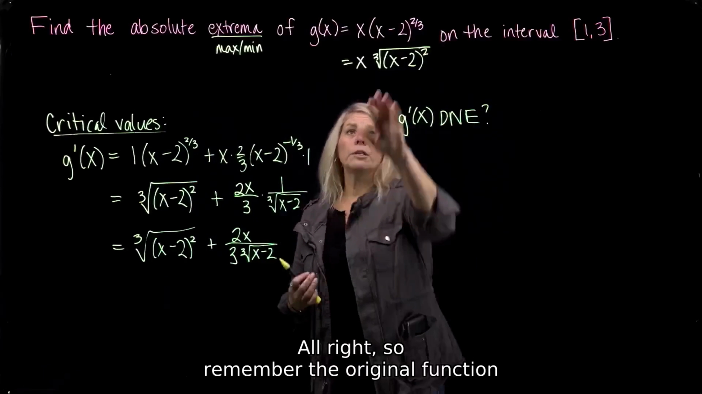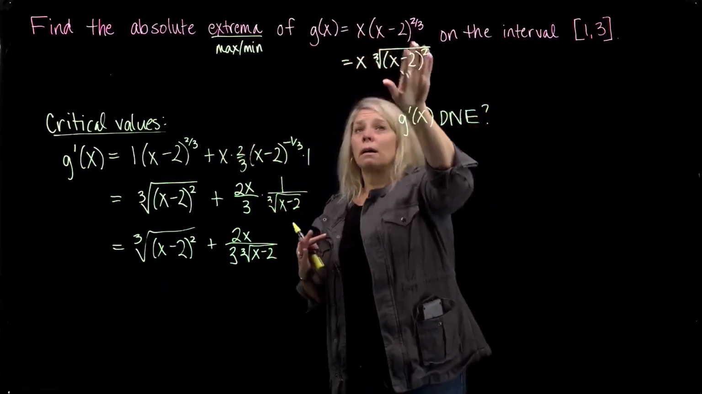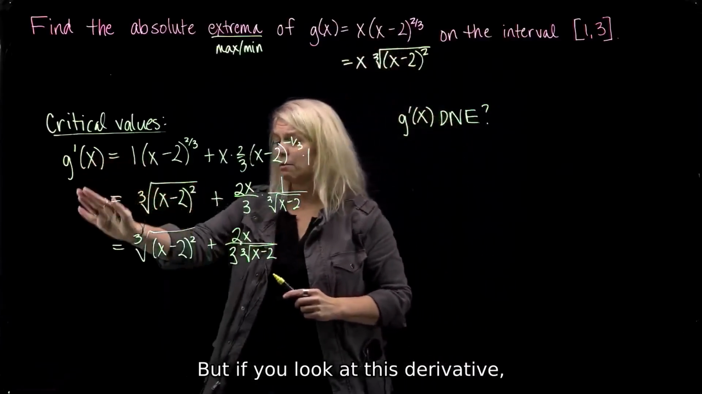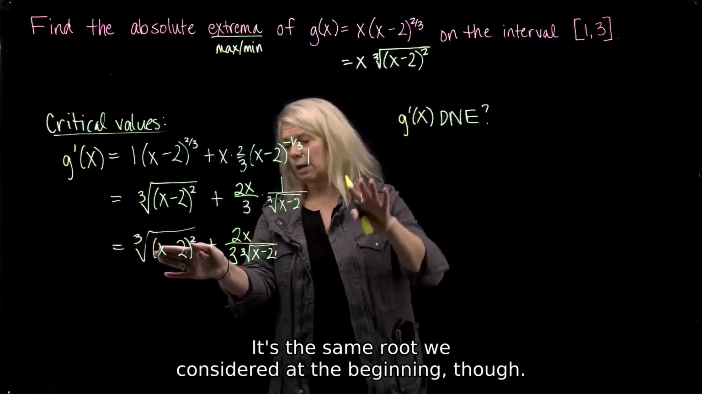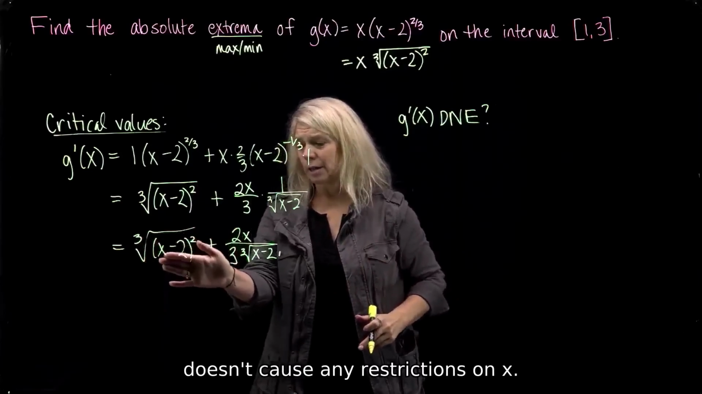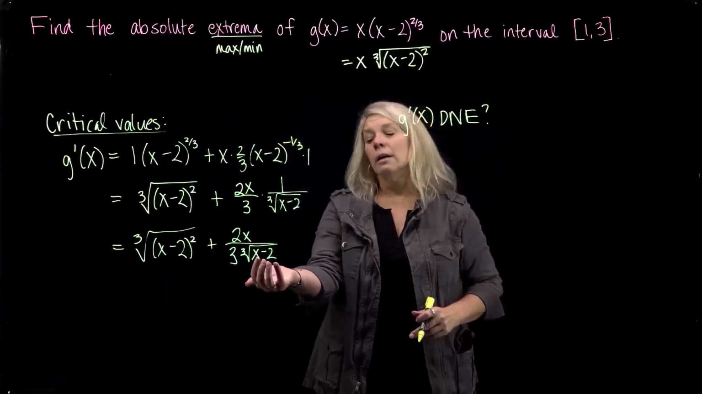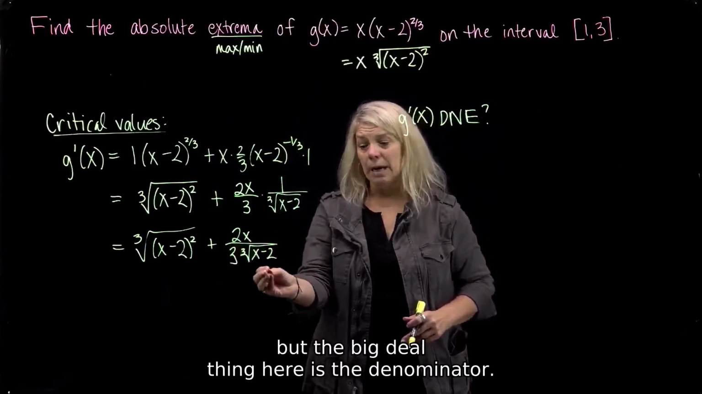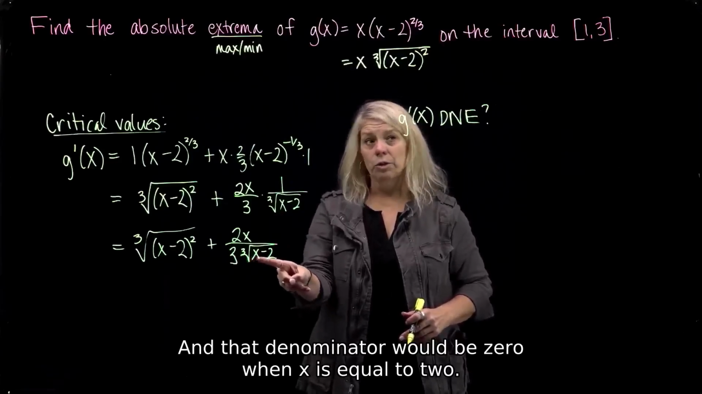All right, so remember the original function we talked about has a domain that's all real numbers. All values of x are okay in this original function. But if you look at this derivative, you might notice a root. It's the same root we considered at the beginning, though. We already talked about why that doesn't cause any restrictions on x. The other thing I might notice here is I have a denominator. And so I have a root in a denominator, but the big deal here is the denominator. And that denominator would be 0 when x is equal to 2.